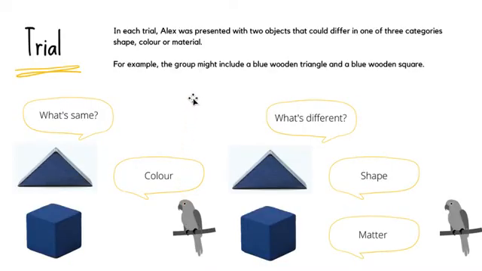In each trial during the testing phase, Alex was presented with two objects. These are the objects that were chosen by the student, remember? They could differ in one of three categories: shape, color, material. For example, here it's the same in terms of color and material, but different in terms of shape. For example, the group might include a blue wooden triangle and a blue wooden square. So here the question would be what's same, and we expect him to say color.